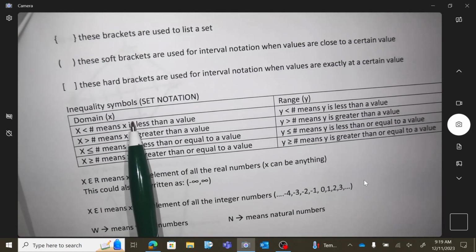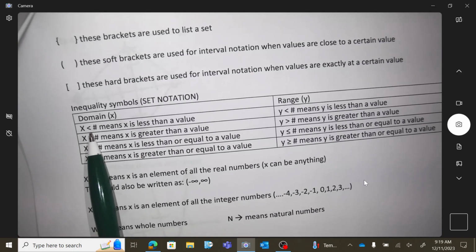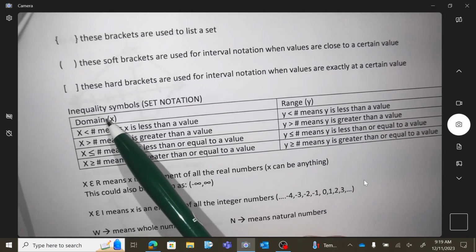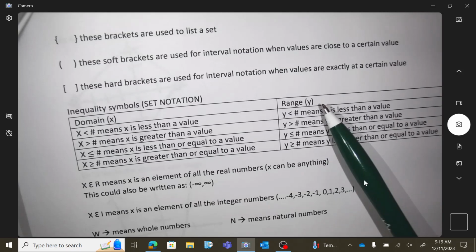Okay, then also you need to understand your inequality signs. So this symbol means less than. This one means greater than. Less than or equal to, greater than or equal to. Okay, so you talk about x for domain, and you talk about y for range.